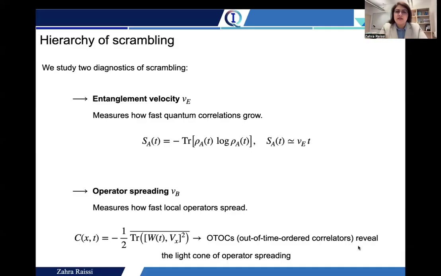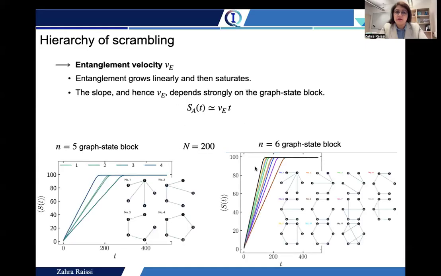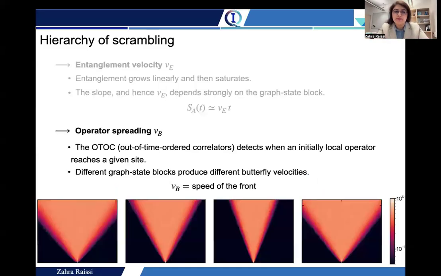Let's discuss these scramblings in more detail. First, entanglement velocity. We notice that entanglement grows linearly until it gets saturated for all of the graph states. However, the slope depends strongly on the graph state building blocks. All of the comparisons are provided in our paper.